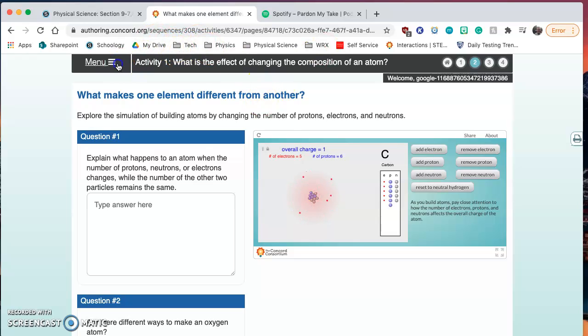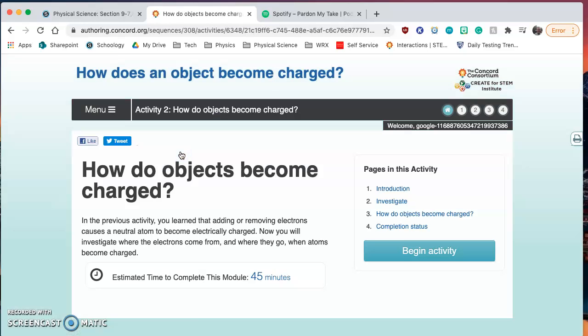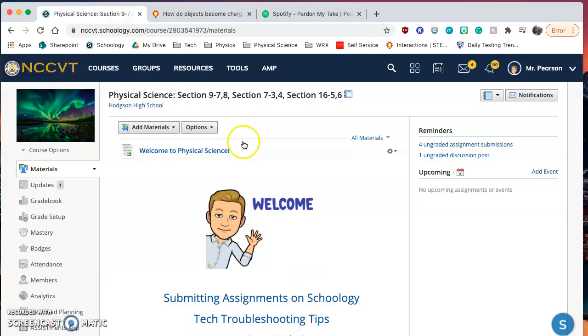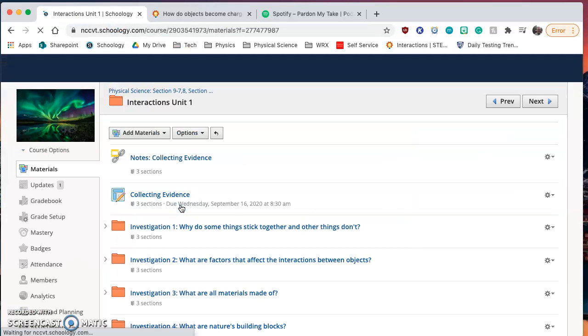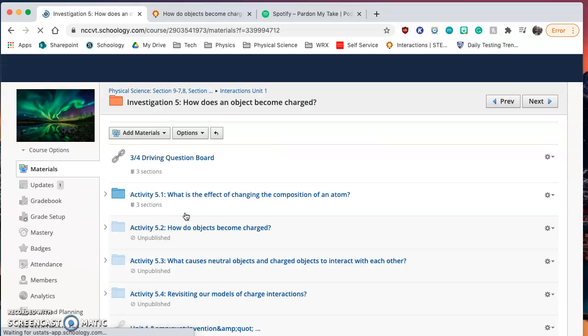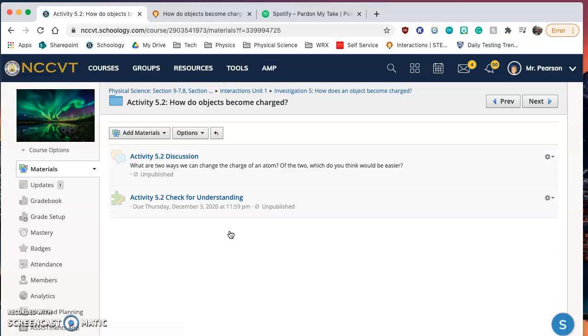before we move on to 5.2. All right, moving on here. Again, we are in Unit 1, Investigation 5, Activity 5.2.